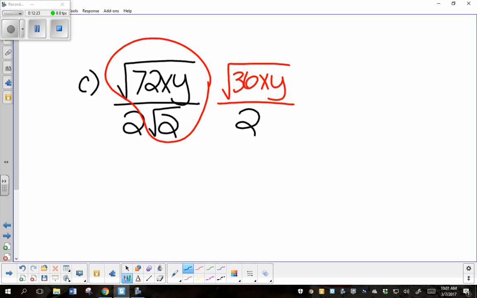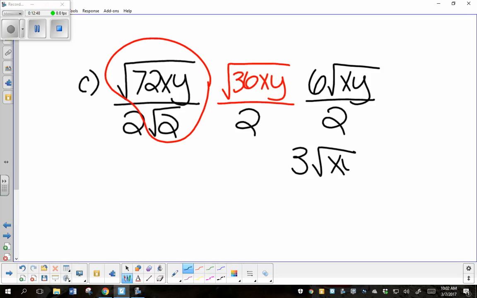Alright, so in this square root, I don't think we can do anything with the x and y because they're not going to have any pairs, but what about the square root of 36? 6. So it's going to be 6 times the square root of xy all over 2. Do you think we should leave that as our answer? What can I do? Yeah, 6 divided by 2 is 3. So this is just 3 square root xy.